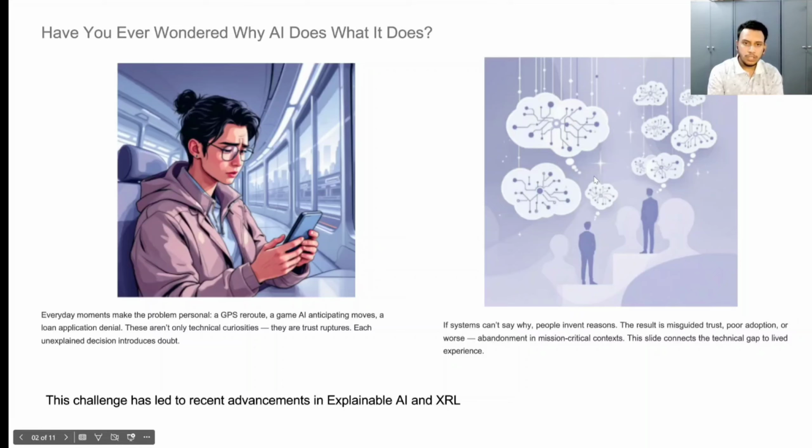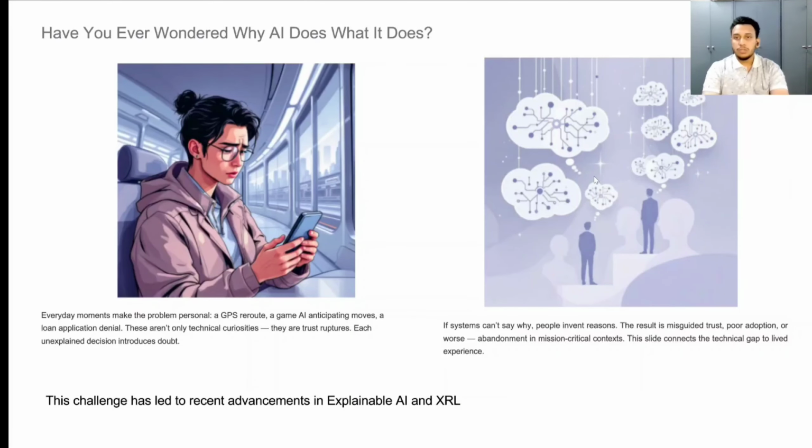This problem is not just technical, it's personal. Every day, we interact with AI systems: navigation apps, recommendation systems, financial decisions. But when these systems don't explain themselves, it creates confusion and mistrust. People start guessing reasons, which can be wrong. And this leads to poor adoption, especially in critical fields.